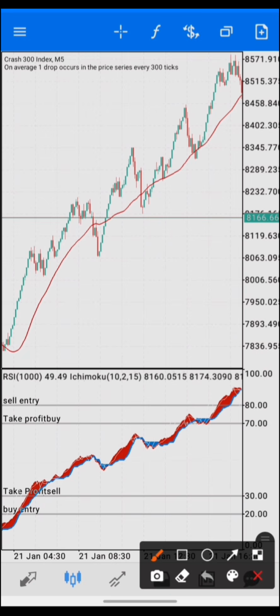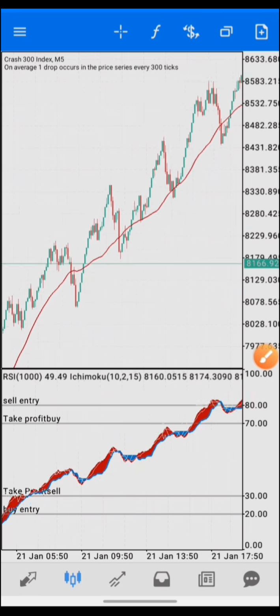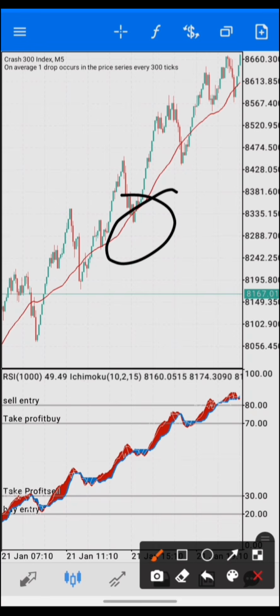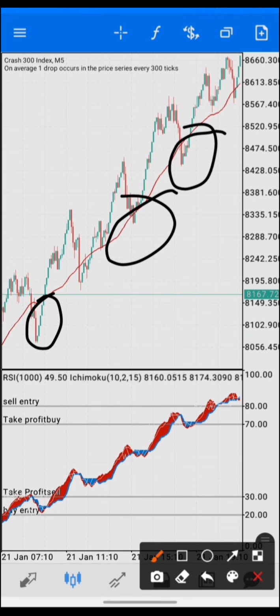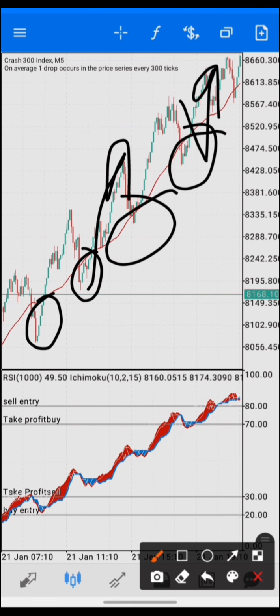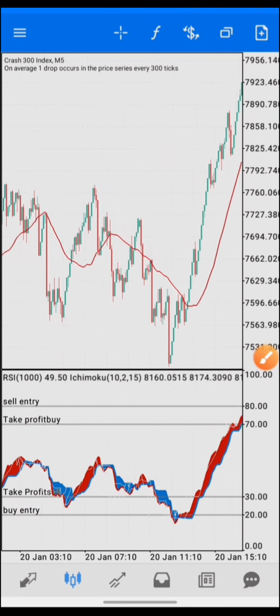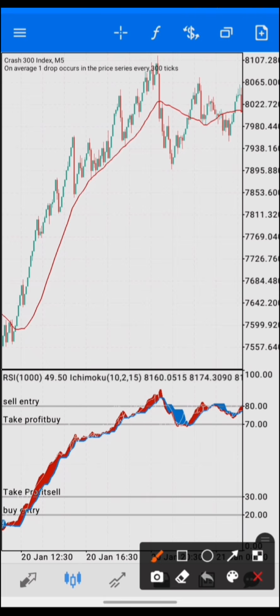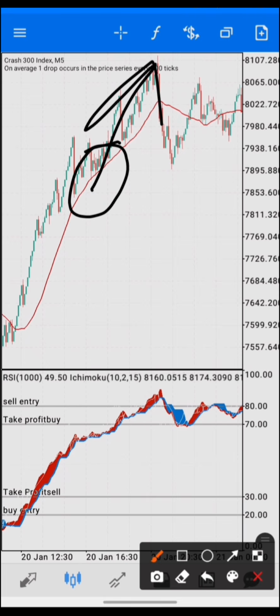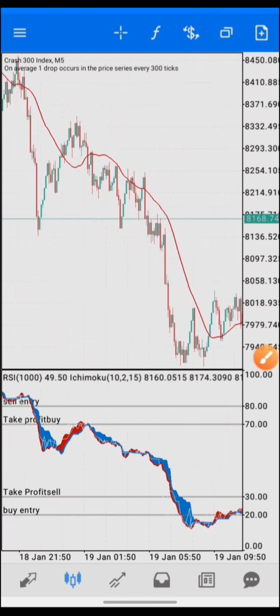So when you are trading pullbacks, the price must bounce on the moving average like this. You can see that each and every time the price bounced, it started going up. You see, each and every time the price made a pullback and then bounced, it started going up. It's very easy, guys, very easy.